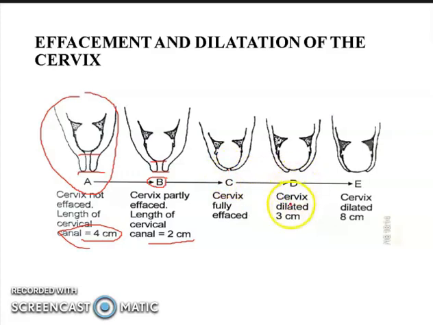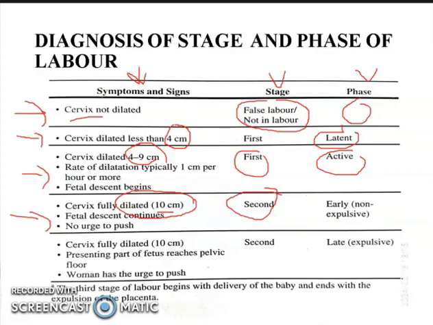Then in D, the cervix begins to dilate and it has dilated up to 3 centimeters. Then in E, we have the cervix dilated up to 8 centimeters. So dilation has taken place. Okay, this is important because it helps you know when to open the partograph, as you will see on the next slide.